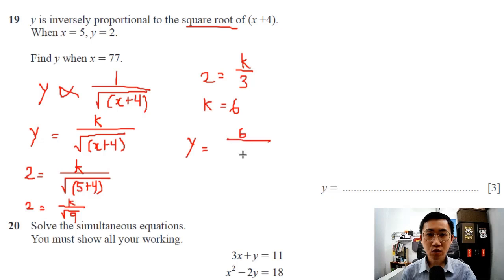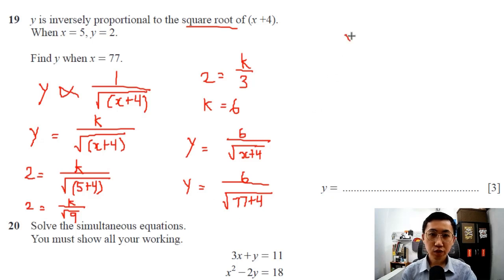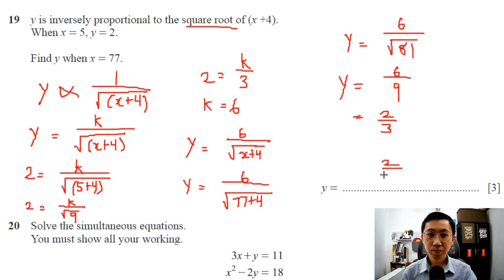So y equals 6 over square root x plus 4. Now we are going to read the second time. Find the value of y when x equals 77. So y equals 6 over square root 77 plus 4. Just keep solving. y equals 6 over square root 81, that's going to be 9, right? So simplify this, you get 2 over 3. So log in the final answer, and that's actually number 19.